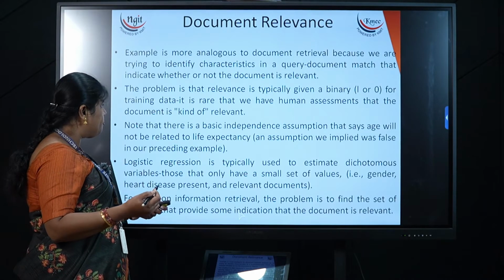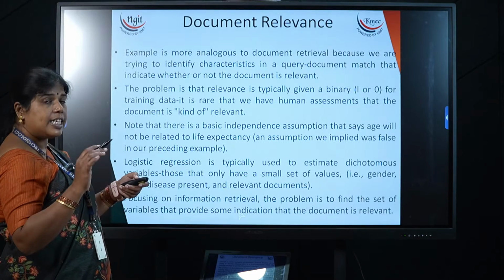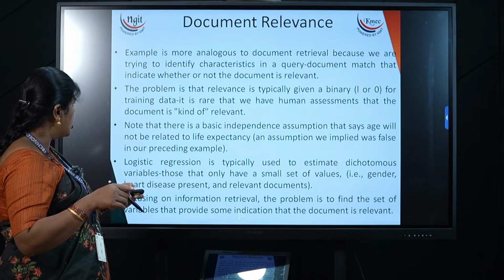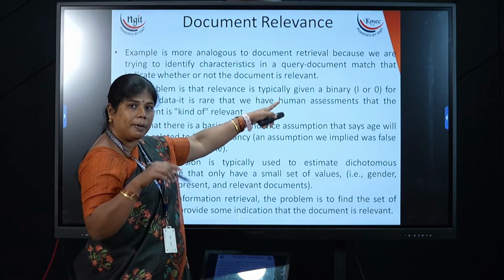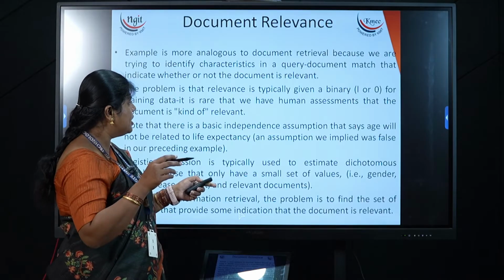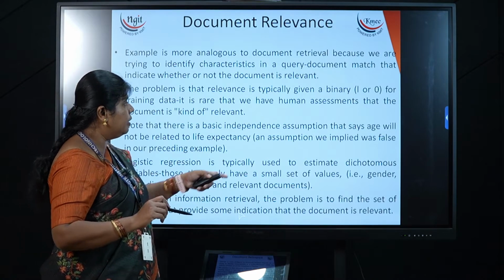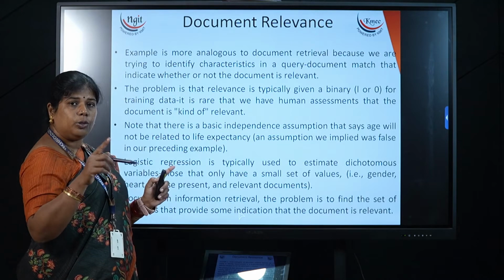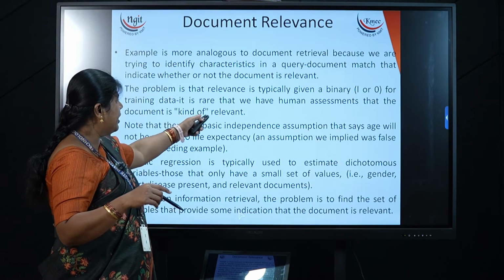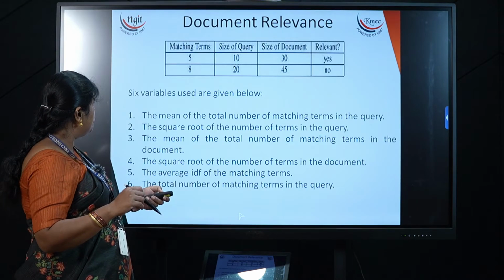Now listen here. Document retrieval is related to regression. Why? Because its relevancy has become the dependent feature and the document has become the independent one. If it is relevant, based on that I will generate a binary value, 1 or 0. So those values indicate a kind of relevance.